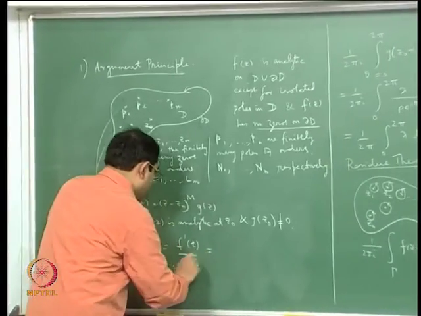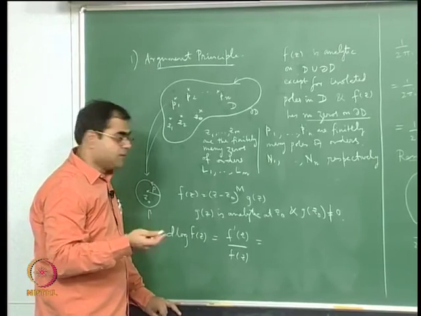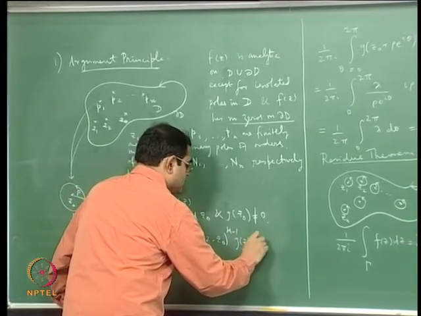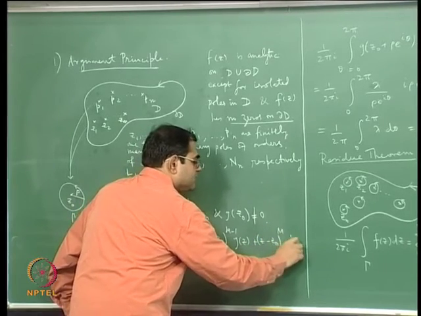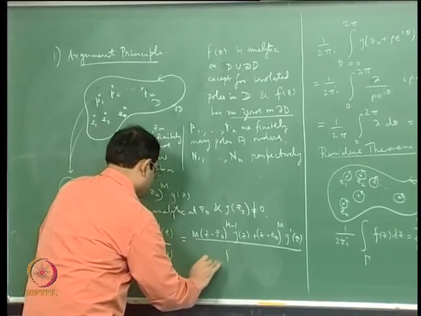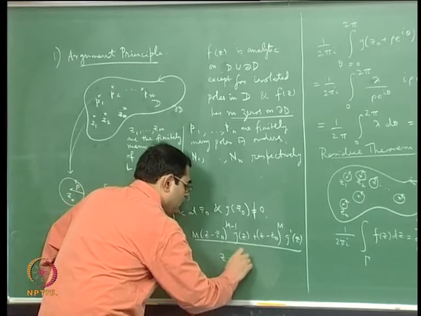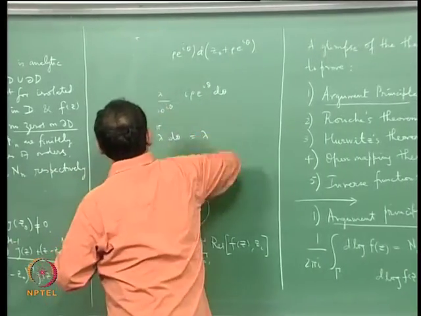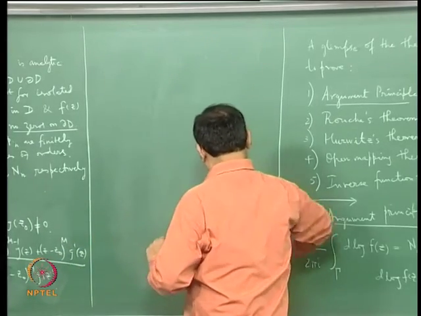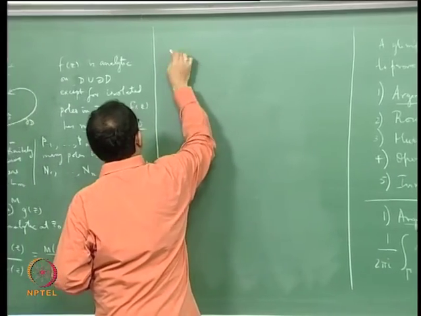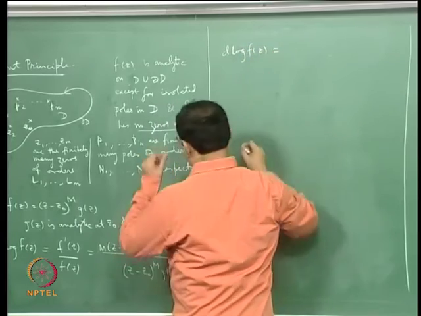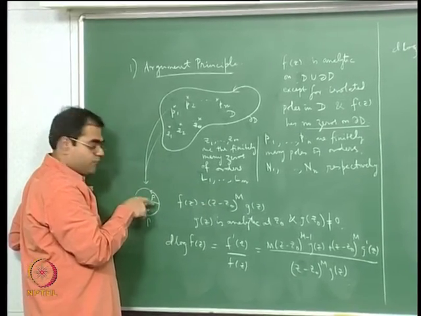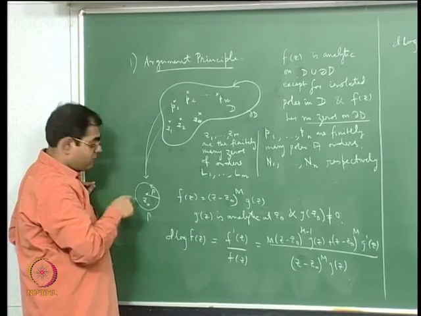If you calculate it, you differentiate this with respect to z and use the product rule. What you'll get is m times (z minus z naught) to the m minus 1 times g plus (z minus z naught) to the m times g dash of z, divided by f, which is just (z minus z naught) to the power of m times g of z. This is what you get. And if you expand it out, then d log f of z will be as follows. When I say this, I'm worried about f only in this small neighborhood of z naught, where I have chosen the radius rho very small, and where there are no other zeros or poles.